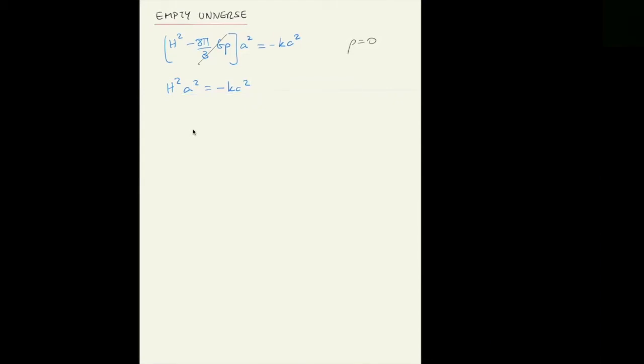to minus k c squared. Now, because H is equal to 1 over a da/dt, this becomes simply (da/dt) squared is equal to minus k c squared. Now, because I have squares on both sides and a negative sign, then k for this universe must be negative. So let's work with the modulus of k and rewrite this then in terms of the modulus of k. da/dt is equal to the square root of the modulus of k times c.